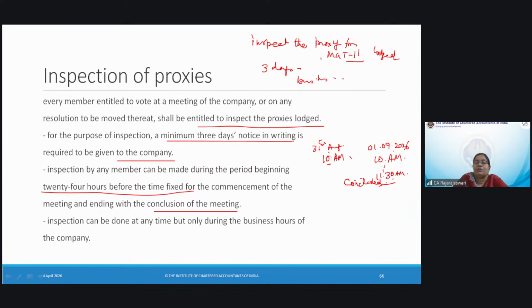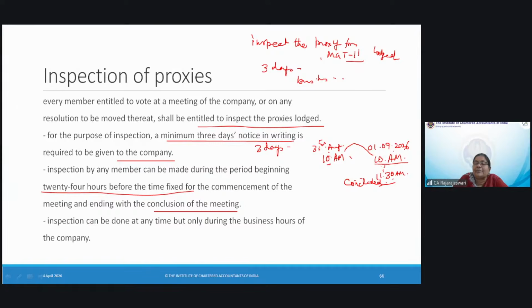For that, he should give 3 days notice in writing. He is going to inspect, which means 3 days notice in writing should be provided. Now he is going to do the inspection from 24 hours before the time fixed for the commencement of the meeting. Why I took the word commence: this Act specifies commencement of the meeting. The meeting is going to be started at 10 a.m. Then 24 hours before the commencement of the meeting, so 10 a.m. the same time on the previous day. From that time till the conclusion of the meeting, he can inspect. For this, he should give a 3 days notice.